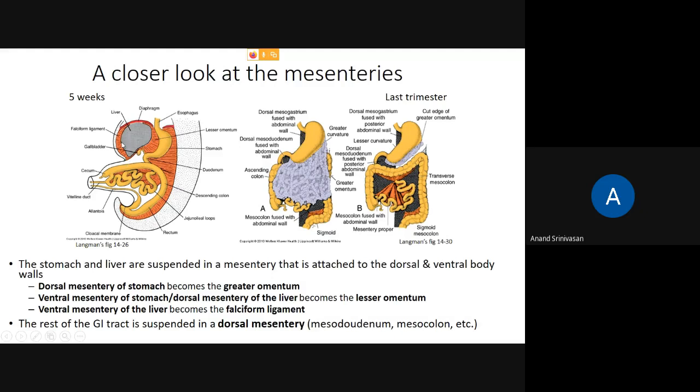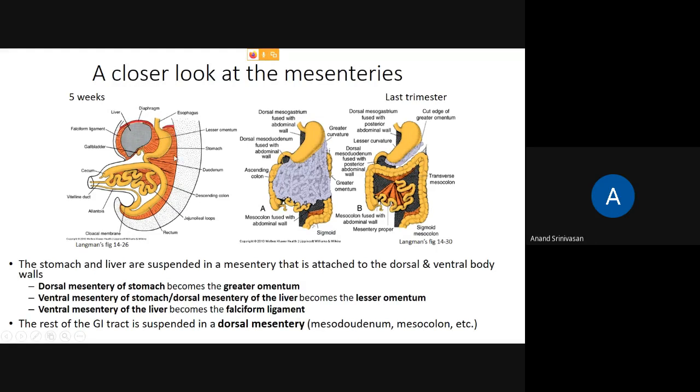It extends from the umbilicus to the anterior part of the liver. Why is it called falciform? Falx means sickle shape, because it looks like a sickle. So the ventral mesentery is modified from the stomach to the liver as the lesser omentum, and from the liver to the anterior abdominal wall as the falciform ligament.